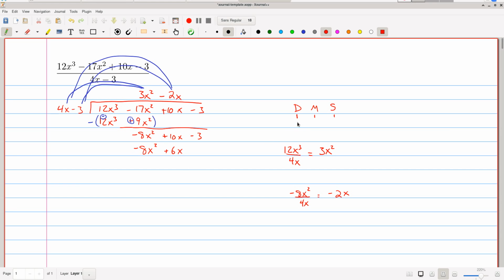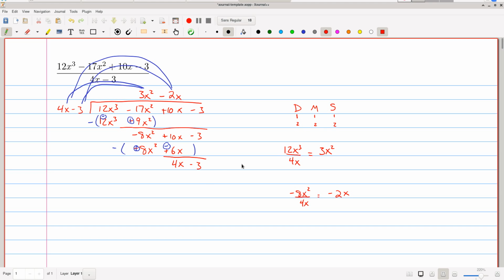So we've done the division, we've done the multiplication. Next up, we're going to subtract. So when we subtract here and distribute the minus sign through, that'll change both of our signs. And when we combine like terms, I see the x squareds cancel, which is good. 10x subtract 6x is 4x. Negative 3, nothing is being added or subtracted, so we can just carry that down. So we've done the subtraction step.